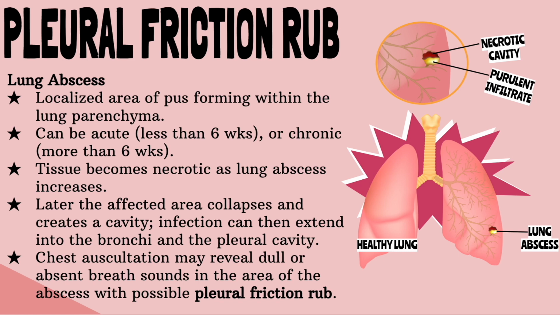A lung abscess, which is a localized area of pus forming within the lung parenchyma, can also cause pleural friction rub. Tissue becomes necrotic as the lung abscess grows bigger. The lung abscess will later collapse and create a cavity or space. The infection from the collapsed abscess can then spread to the bronchi and the pleural cavity of the lung. When the area of the abscess is auscultated, the nurse may hear dull or absent breath sounds with possible pleural friction rub.